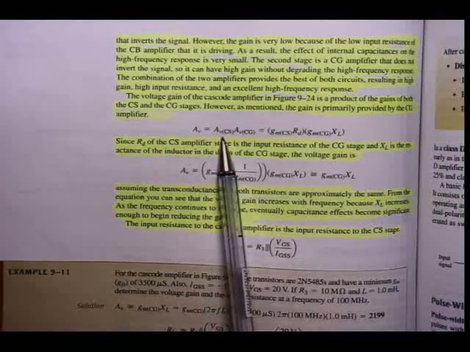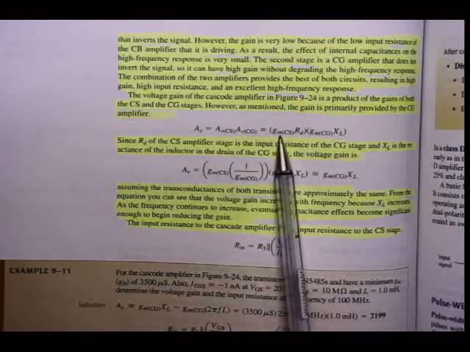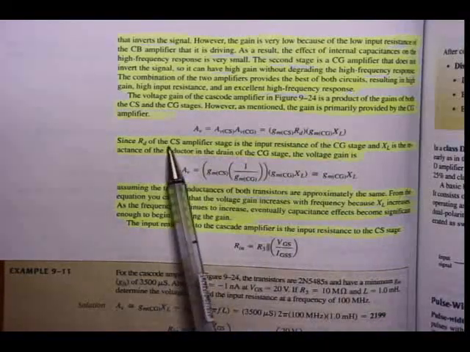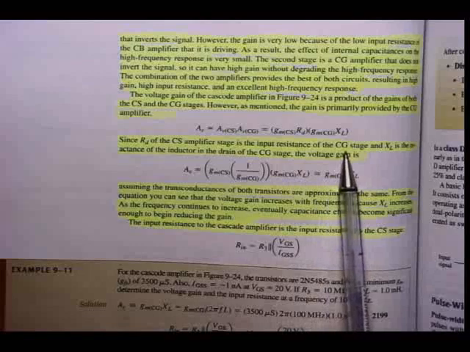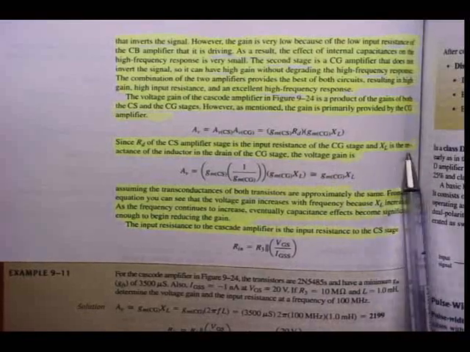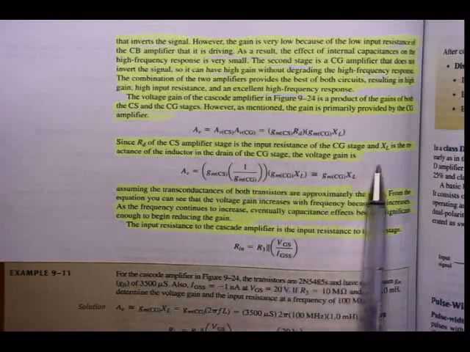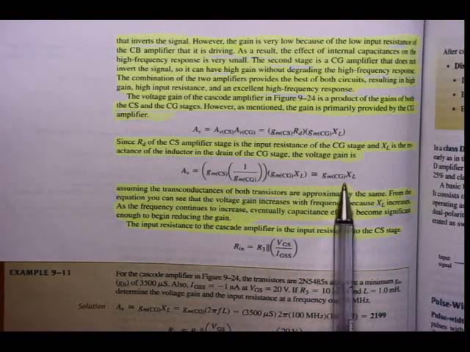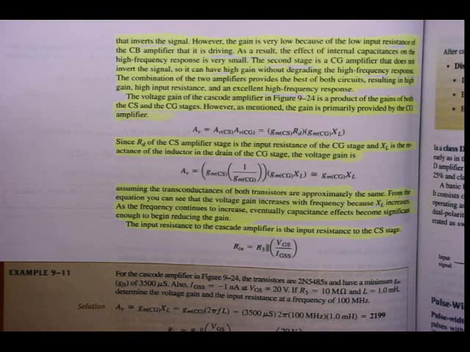Voltage gain is the voltage gain of the common source multiplied with the voltage gain of the common gate, which is gm common source RD times gm common gate XL. Since RD of the common source amplifier stage is the input resistance of the common gate stage, and XL is the reactance of the inductor in the drain of the common gate stage, the voltage gain is, not going to read everything, finally gm of the common gate times XL. XL, the reactance of the inductor, is knowledge that you've gained in your electrical engineering subject, right?